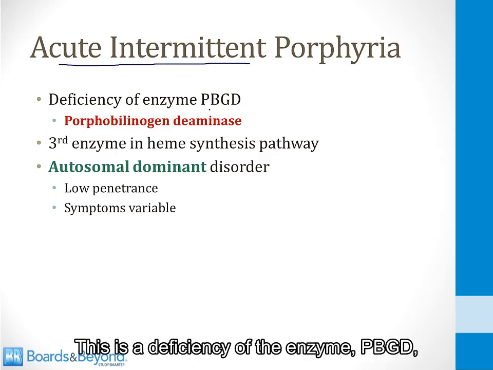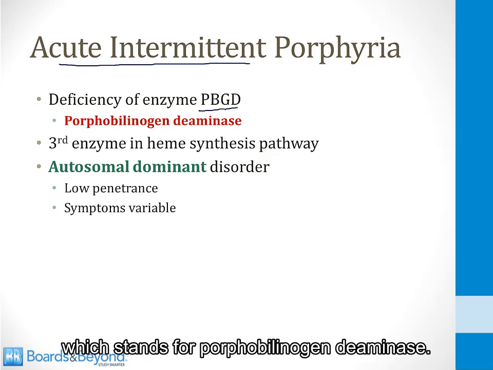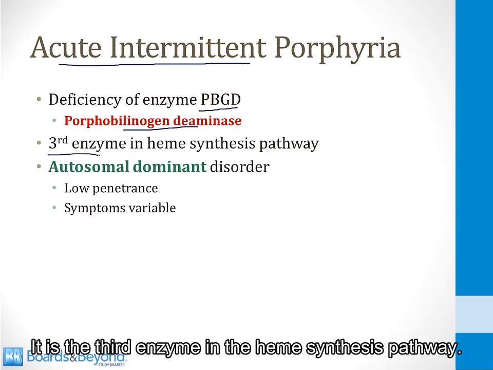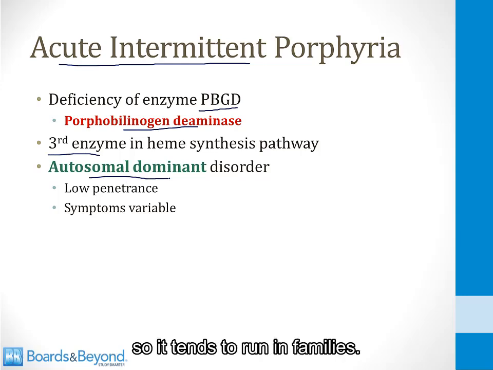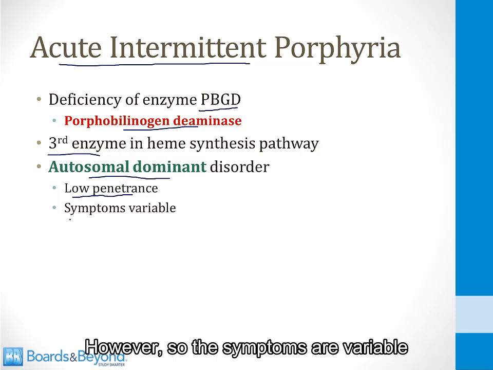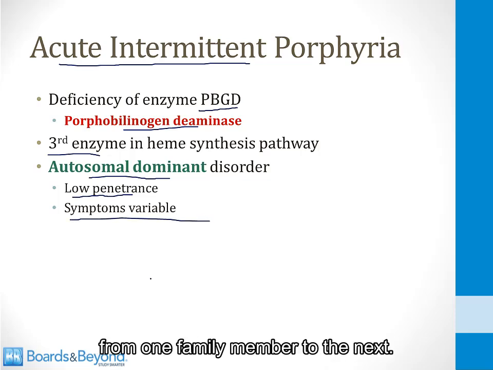This is a deficiency of the enzyme PBGD, which stands for porphyrobilinogen deaminase. It is the third enzyme in the heme synthesis pathway. This is an autosomal dominant disorder, so it tends to run in families. It has a low penetrance, however, so the symptoms are variable from one family member to the next.